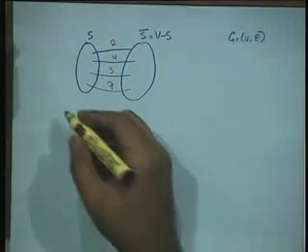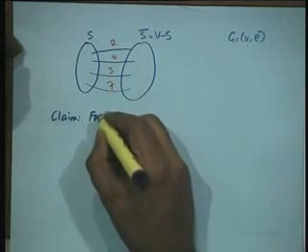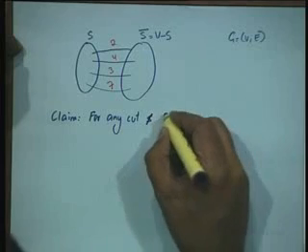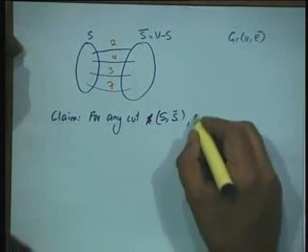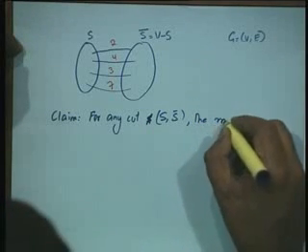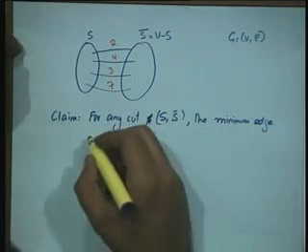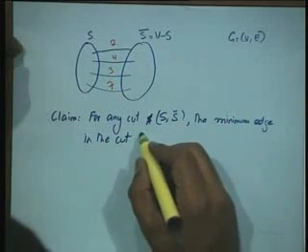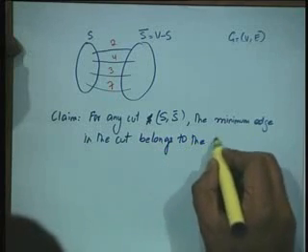Okay. So let me write down the claim more formally. For any cut S complement, the minimum edge in the cut belongs to the MST.